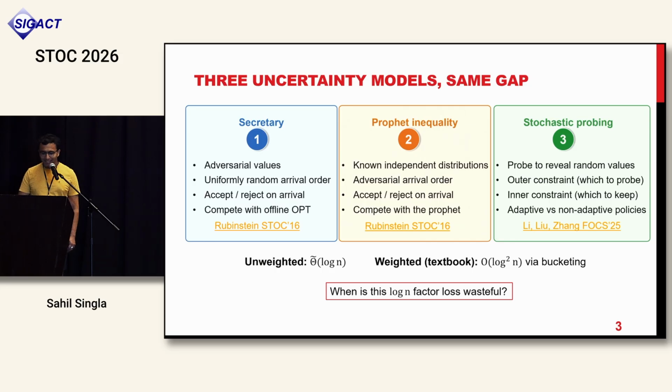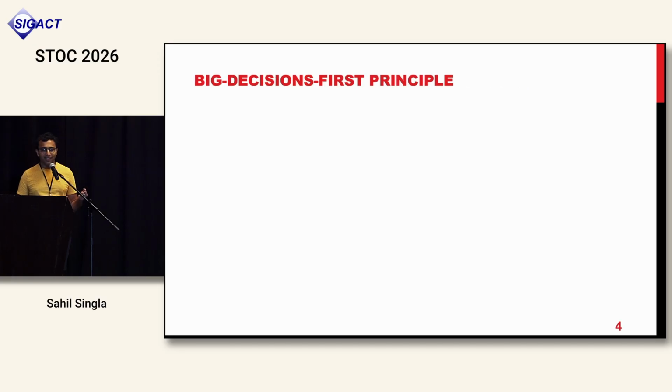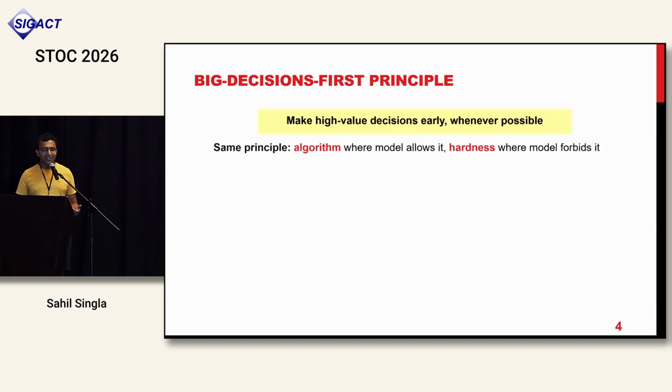And the interesting thing is that the same intuition, which we are calling the big decisions first principle, basically dictates the answer for all of these three problems. The principle is somewhat quite natural. All it says is that under uncertainty, you want to come up with an algorithm where high weight elements are chosen first, and then you go to smaller and smaller weight elements. If your model permits, you can follow this recipe where I first select the high weight elements, then lower weight, and then lower weight. Whereas for some models, this is not possible.